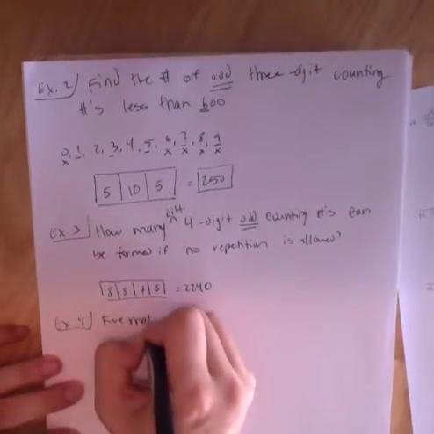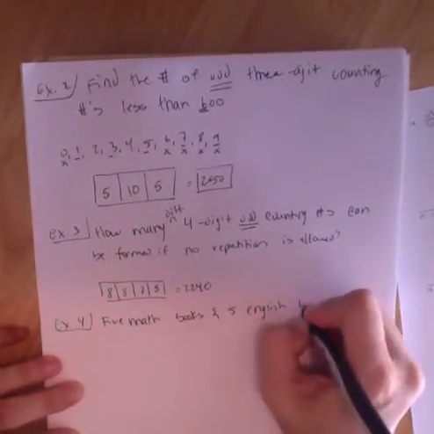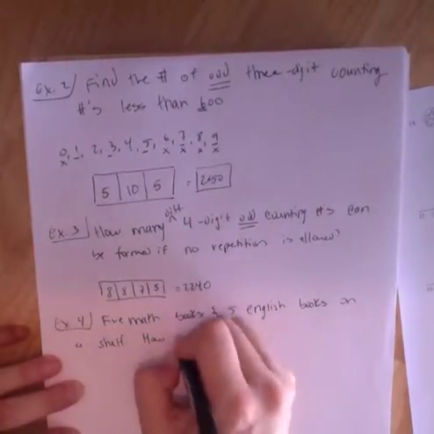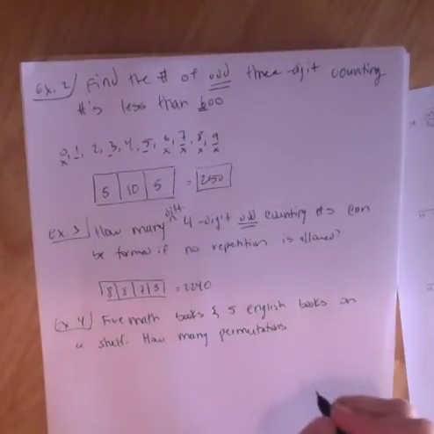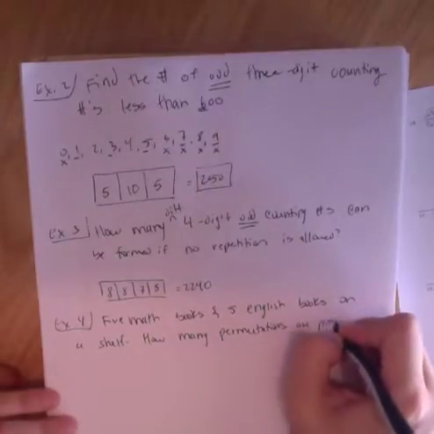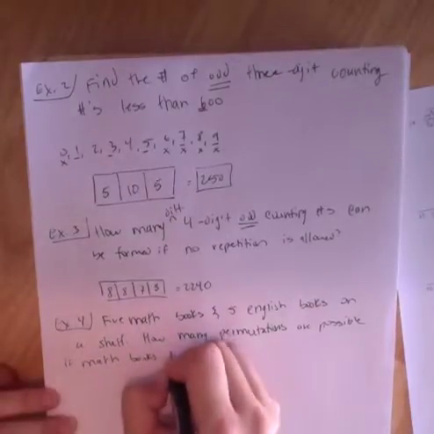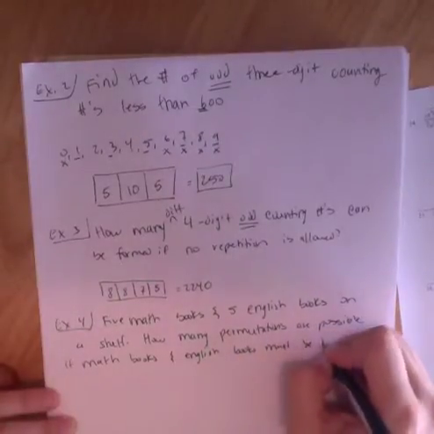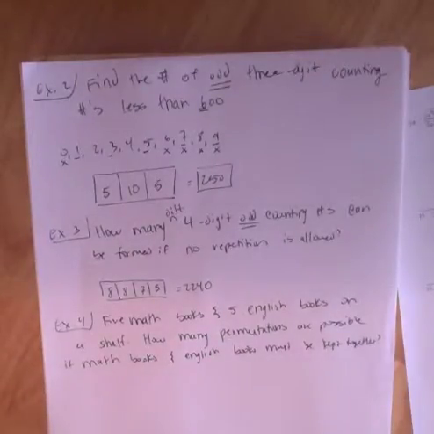We have 5 math books and 5 English books on a shelf. How many permutations are possible if math books and English books must be kept together? I want you to try this for a moment on your own. Okay, see if you can work it out.